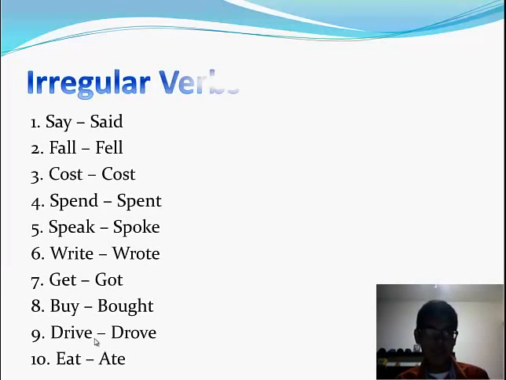Now some irregular verbs. Say, said, fall, fell, cost, cost, spend, spent, speak, spoke, write, wrote, get, got, buy, bought, drive and drove, eat and ate.